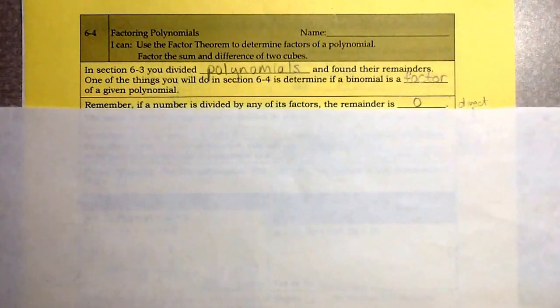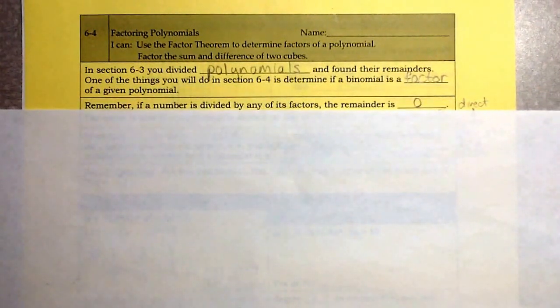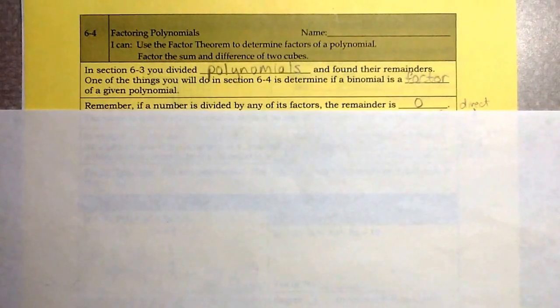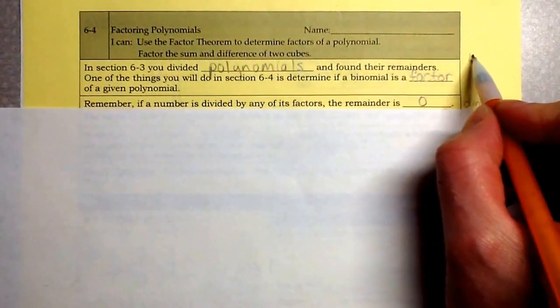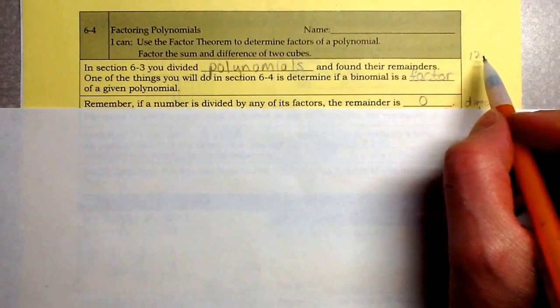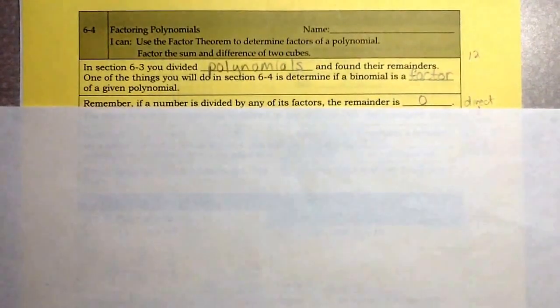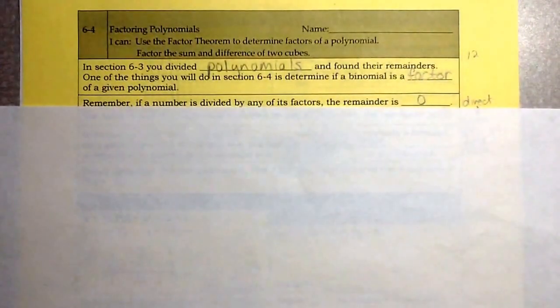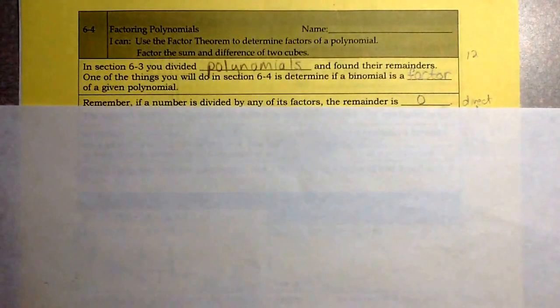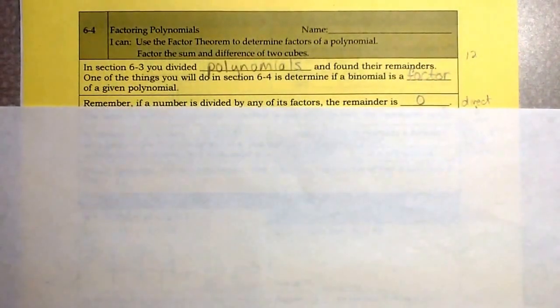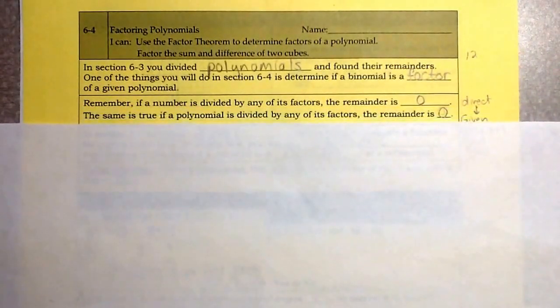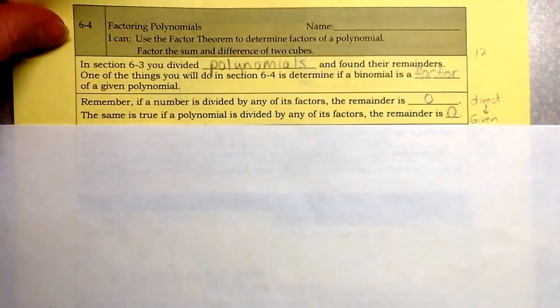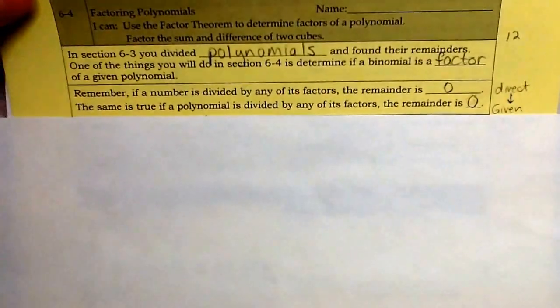of a given polynomial. So remember, if a number is divided by any of its factors, the remainder is always going to be 0. So if we think of the number 12 and we divide it by 2, 3, 4, 6, and 12, we're going to get a remainder of 0. Those are all factors of 12. The same is true if a polynomial is divided by any of its factors. The remainder is going to be 0.